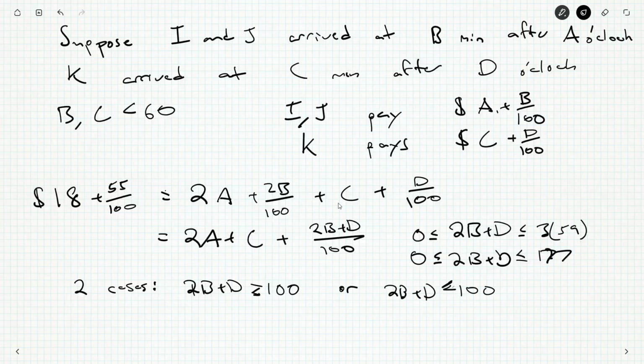So make this a little nicer and neater to read. Make that less than or equal a bit more prominent. Okay, so if B plus D is greater than or equal to 100, then that carries over. And in order to get that 55 out of 100, we'd have to have 2B plus D is equal to 155. Okay.